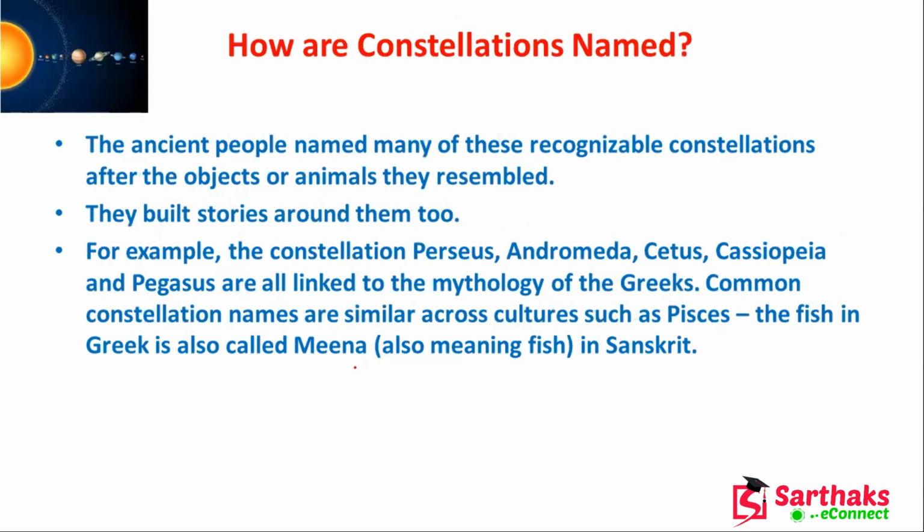The ancient people gave them mythological names. Sometimes they gave the name of an animal. So the constellations Perseus, Andromeda, Cetus, Cassiopeia, Pegasus are all linked to Greek mythology. These are Greek words. And common constellation names appear across cultures, such as Pisces, the fish, which in Greek is called Mina, that is the fish in Sanskrit.